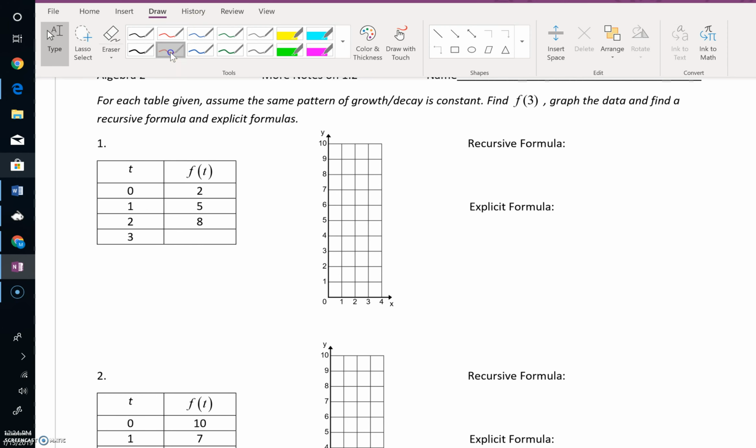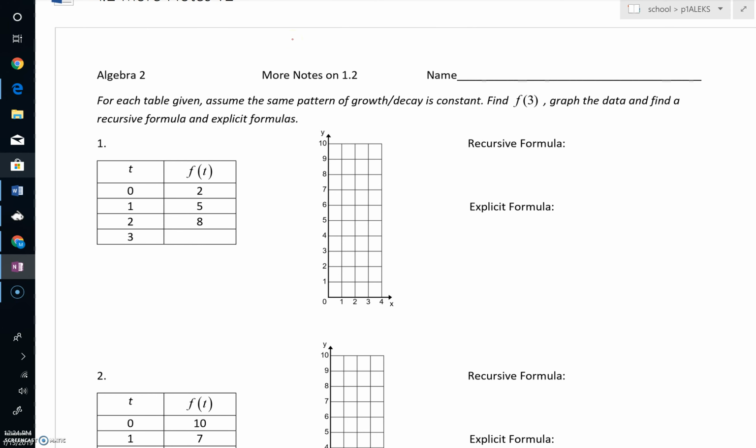Algebra 2, we're looking at section 1.2, but we're going to dive into this a little bit deeper. For each table given, assume that the pattern of growth or decay is constant. They want you to find f of 3. We've got this pattern. Take a look at this table.